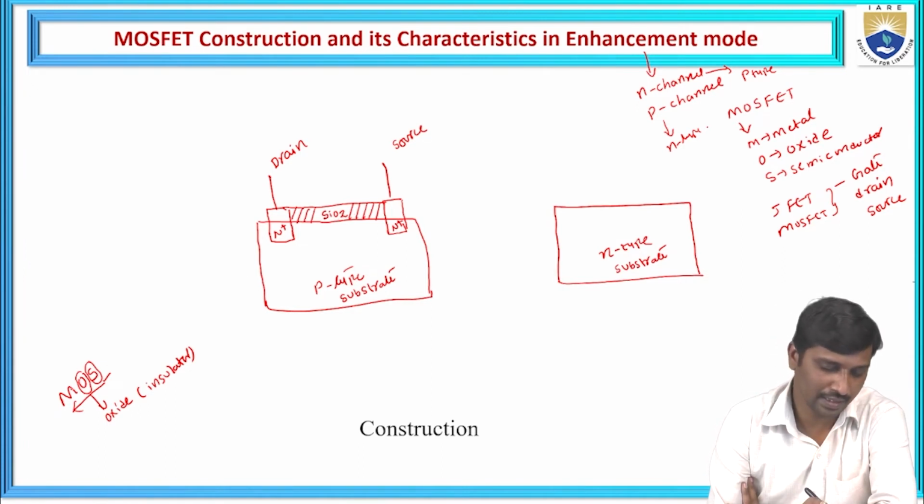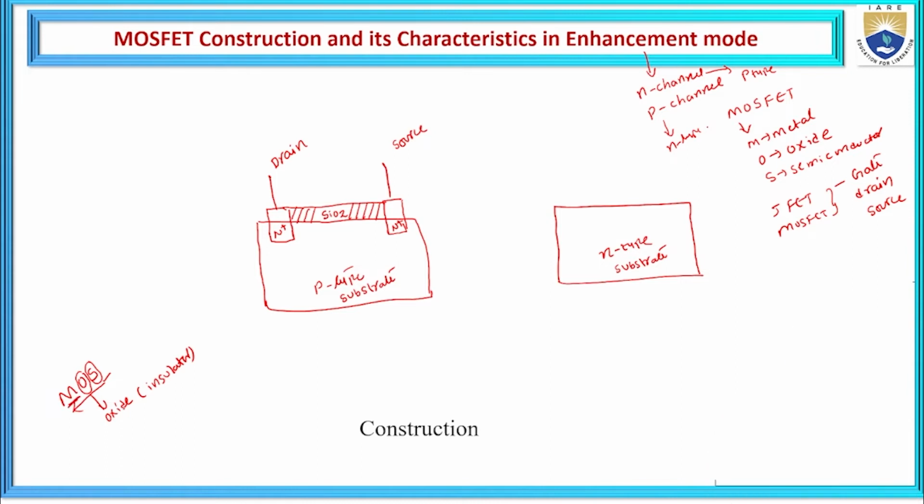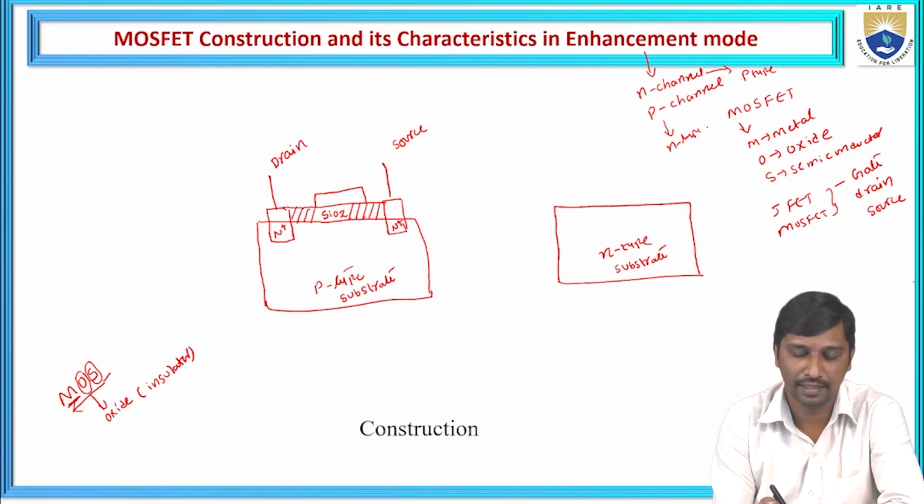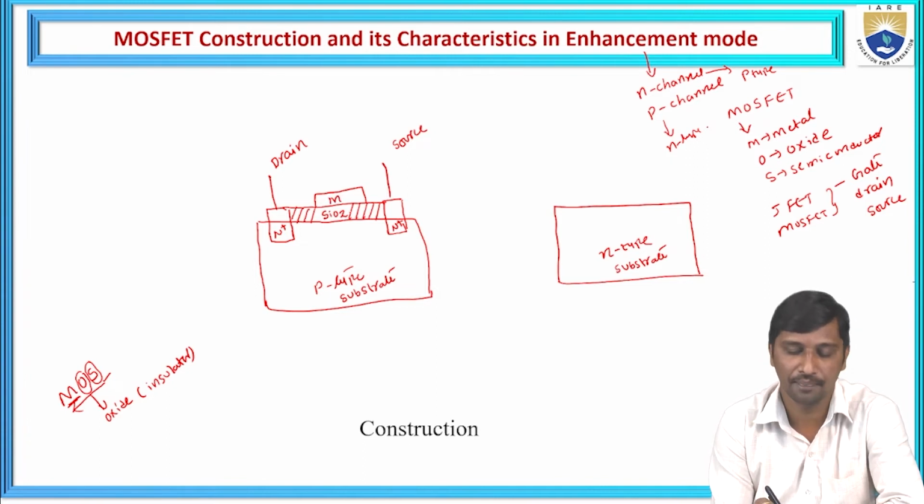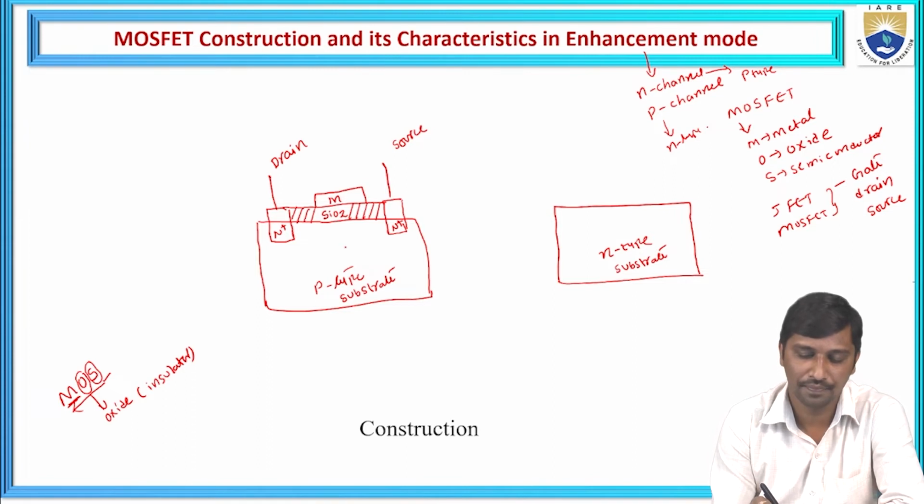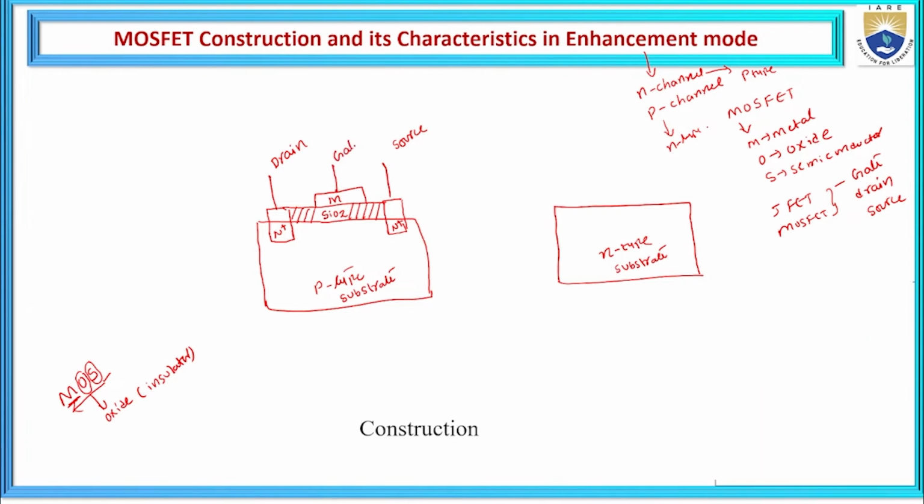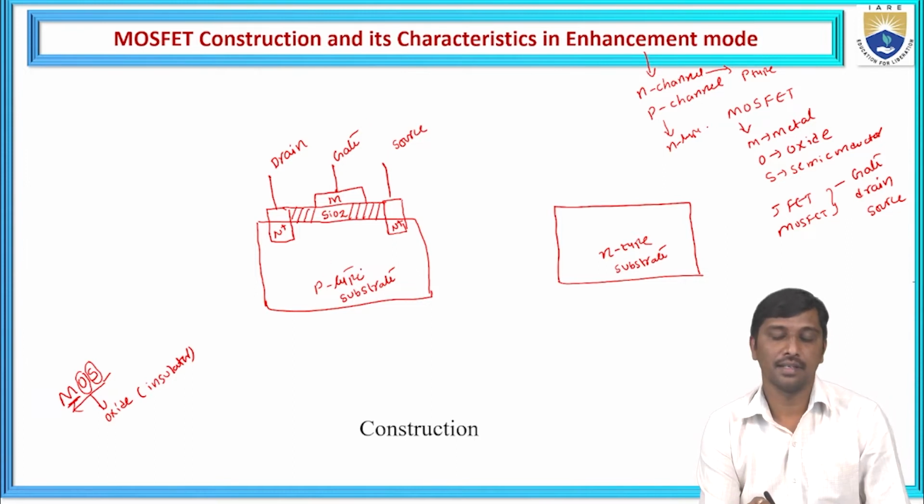So hence the next one is another representation, metal. We are going to diffuse a conducting part, that conducting material, which is represented as a metal. So this is a metal, and for this metal we connect one electrode. That electrode is represented as the gate.